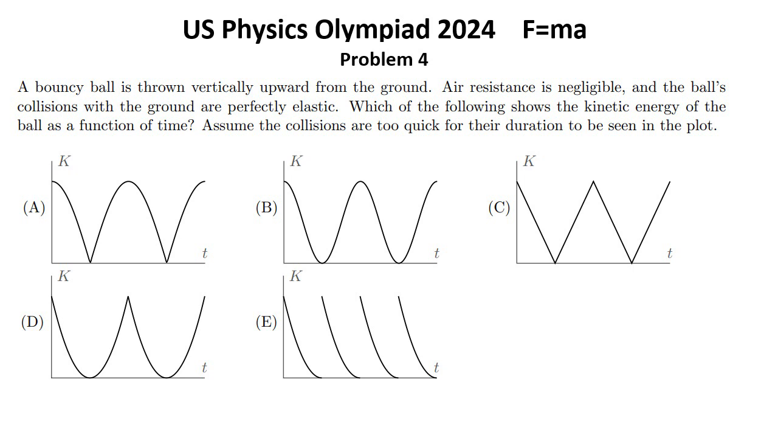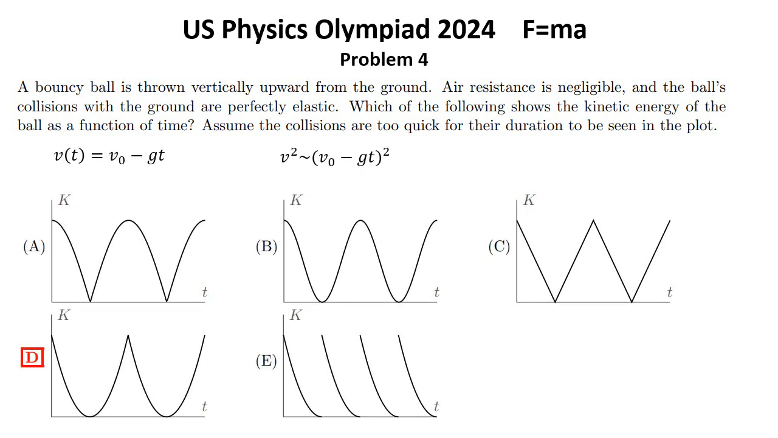Solution to problem number 4. When the ball is in the air, its velocity is v(t) = v0 − gt, so its kinetic energy is proportional to v squared, which is (v0 − gt) squared. It is a concave up parabola.